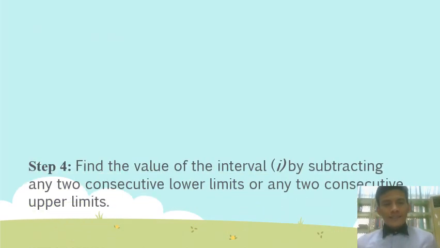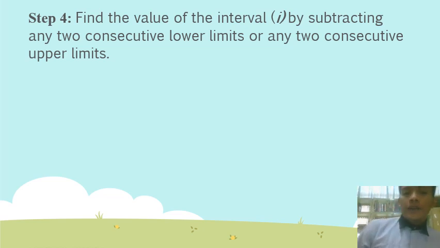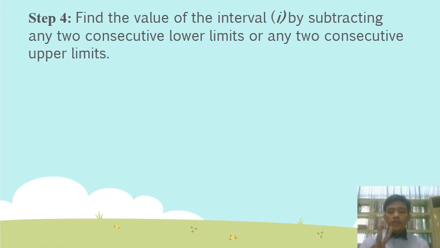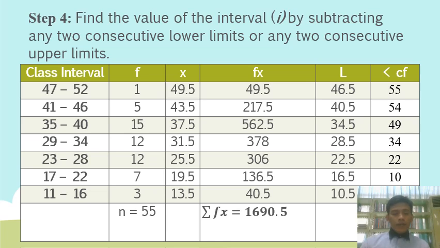Step 4. Find the value of the interval, which is I, by subtracting any two consecutive lower limits or any two consecutive upper limits. Okay, if these will be our two consecutive lower limits, so 17 minus 11, that will be 6. Or you can also use 47 minus 41, still I is equal to 6. And that will be our class interval, or I mean the interval, which is I.